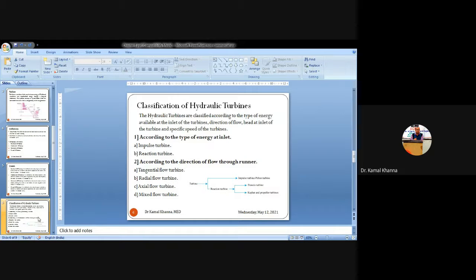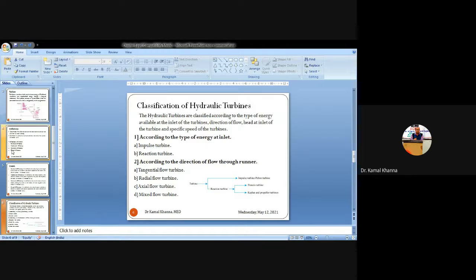We are getting the classification on the basis of head available at the inlet of turbine, on the specific speed of the turbine, on the head of the turbine, or according to the inventor who has invented that particular turbine. So we have certain kinds of classifications of the water turbines, or the hydraulic turbines. First is the type: we are classifying the hydraulic turbines on the basis of energy that is available at the inlet of turbine. Let's say first is the impulse turbine and second is the reaction turbine.